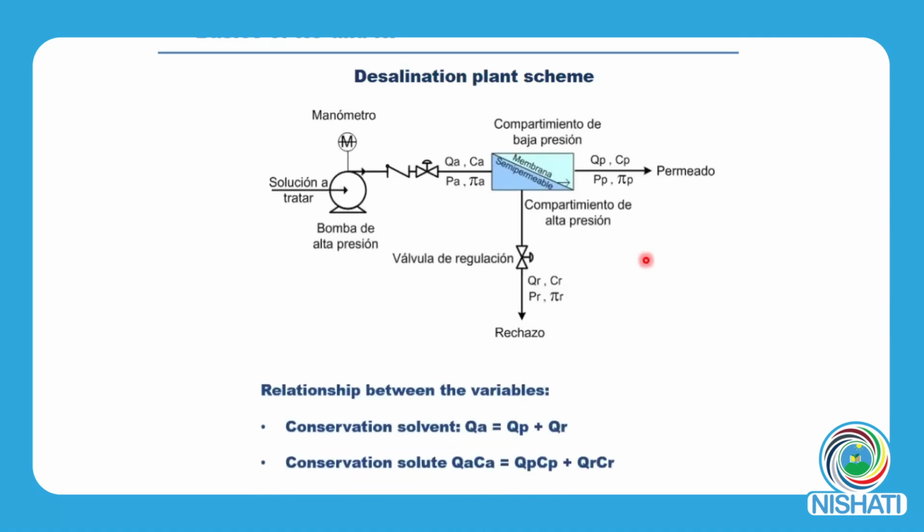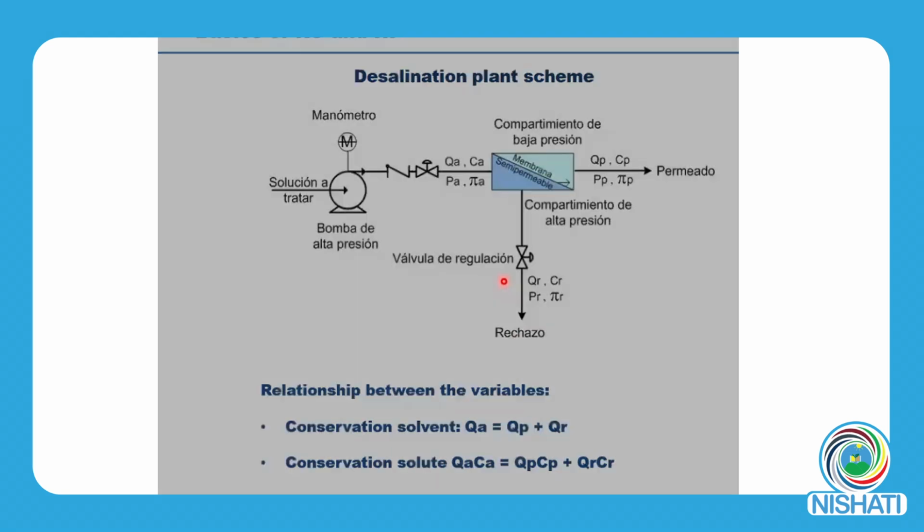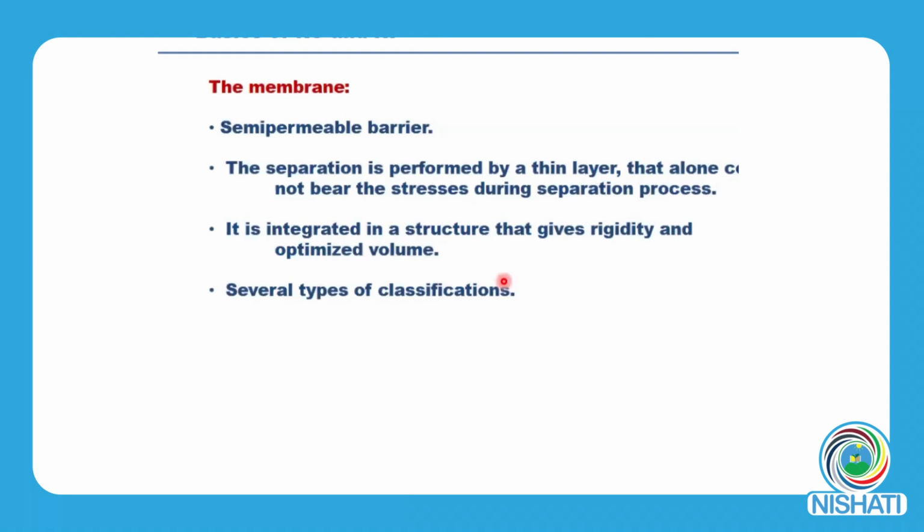This is the typical desalination plant scheme. Of course, there are two relationships that must be accomplished. I mean, the conservation of solvent: the feed water flow is equal to the sum of the product and reject. And the solute balance must also be accomplished. So water and salts have to go somewhere, okay?